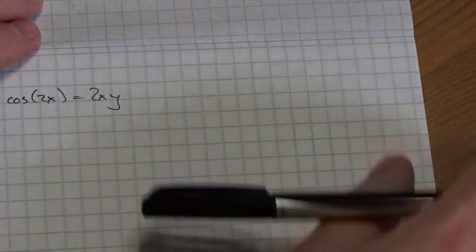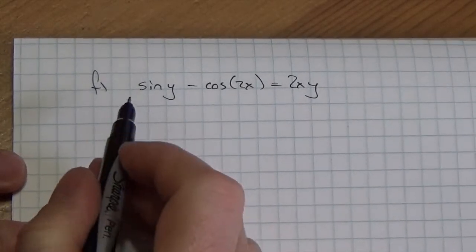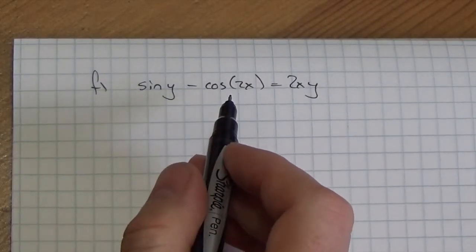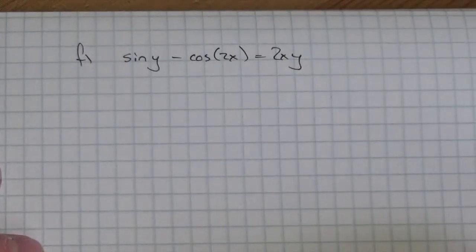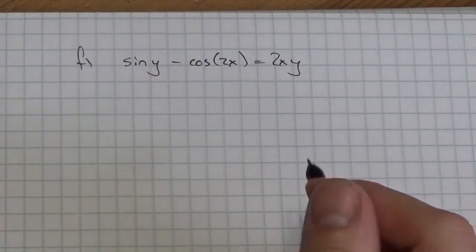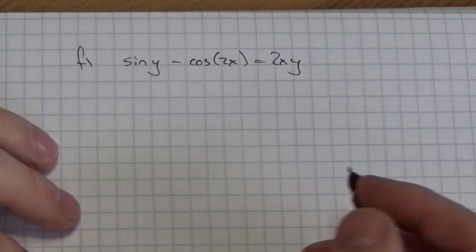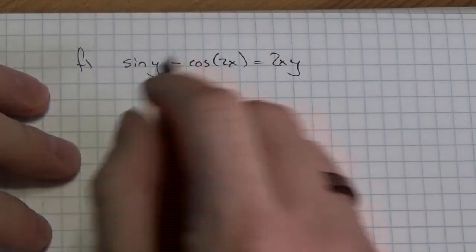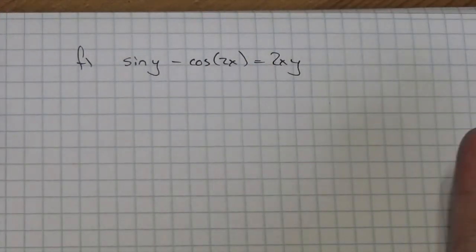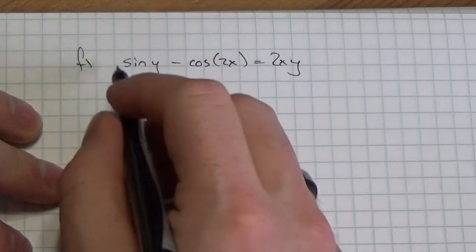Now let's take a look at one last question here. Sine of y minus the cosine of 2x equals 2xy. Now, notice in this case, because of the y's in there, this is going to require an implicit derivative. But we don't approach that any differently than we would any other implicit function. So take a look at this.